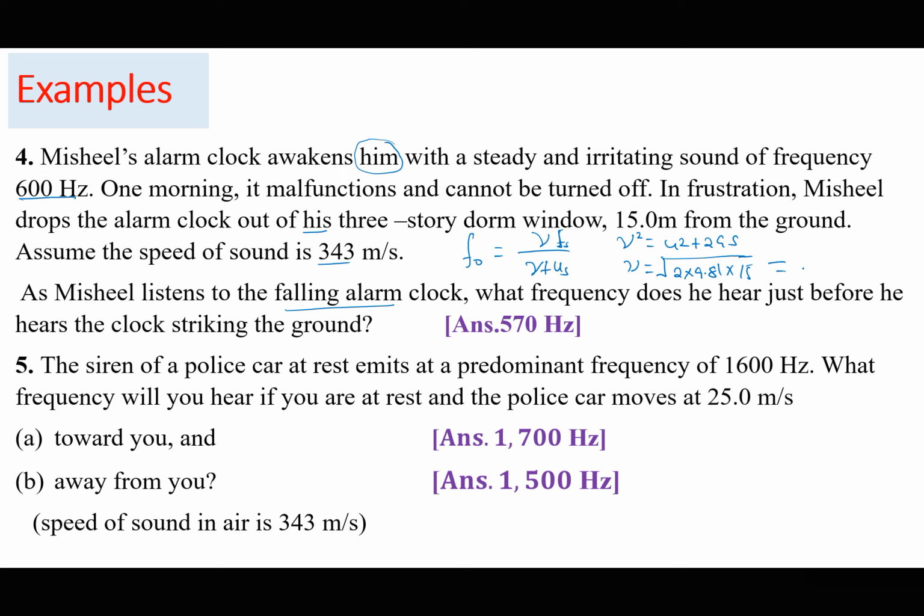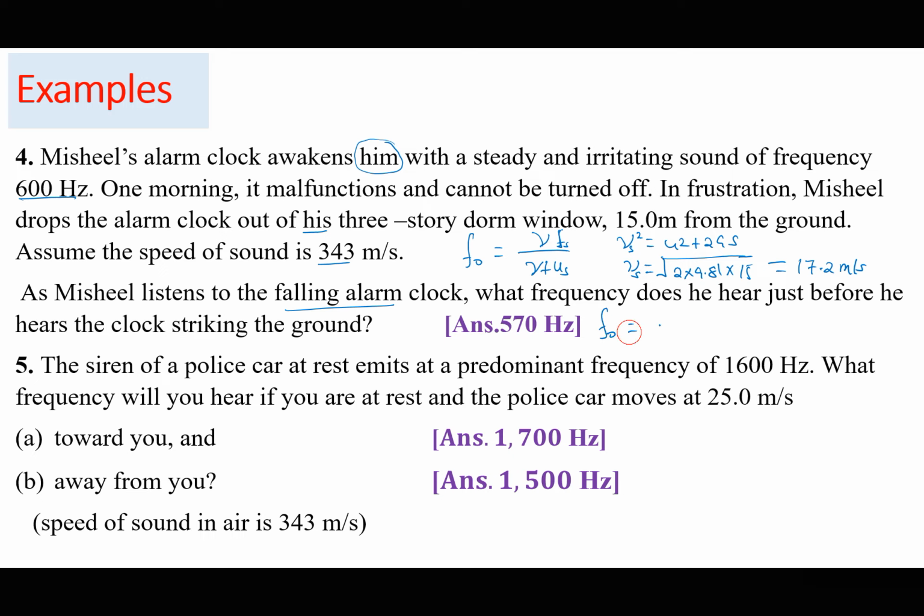So I'll press my calculator here, 2 times 9.81 times 15 under square root. So the speed here is going to be around 17, maybe 17.2 meters per second. So that is the speed of the source. So I just substitute in this equation.